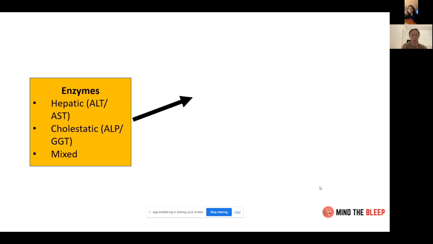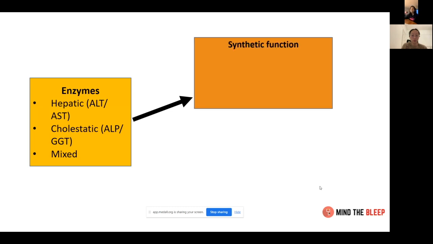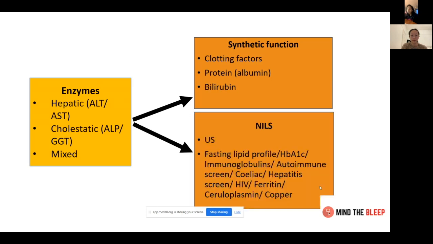Then you go on to see the synthetic function, and this comes down to what the liver does. So the liver produces clotting factors. So you look at things like platelets, you look at their prothrombin time. So platelet production would be reduced, prothrombin time would be raised. And then you look at protein. So albumin and total protein would be reduced in someone who has chronic liver disease, and bilirubin would be increased as well. And then you also do the non-invasive liver screen, which includes the ultrasound scan.